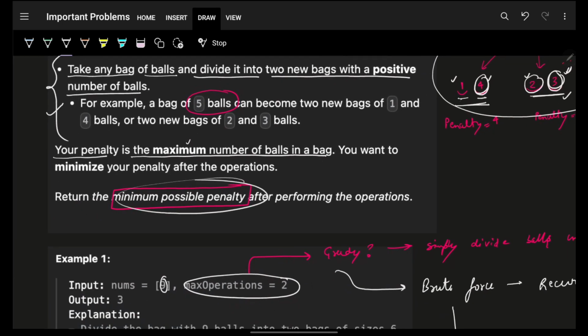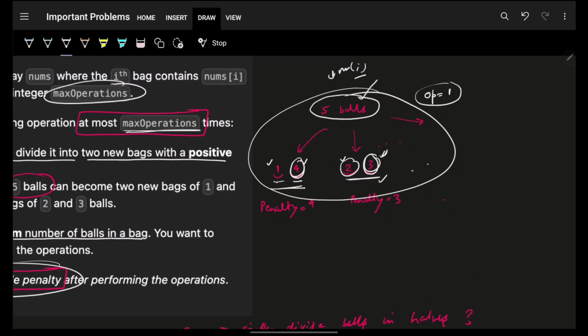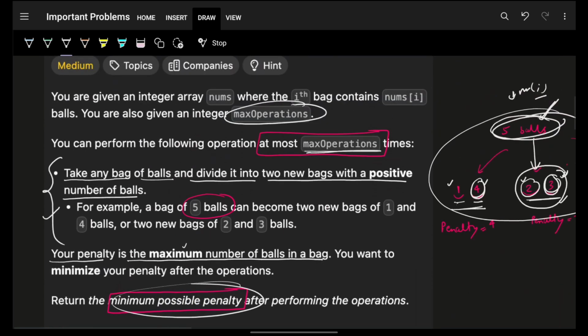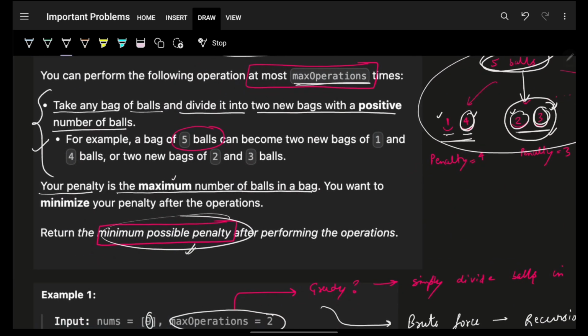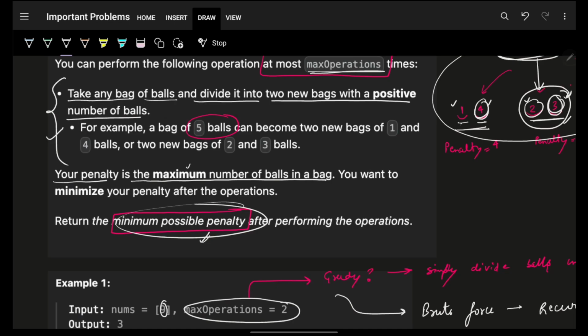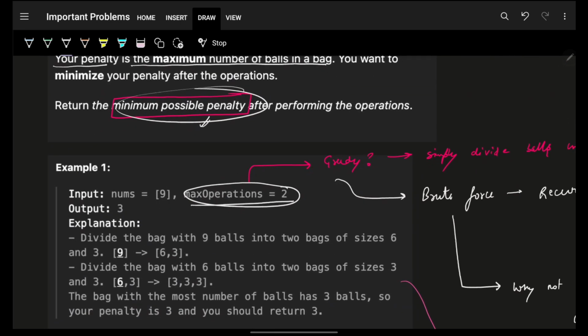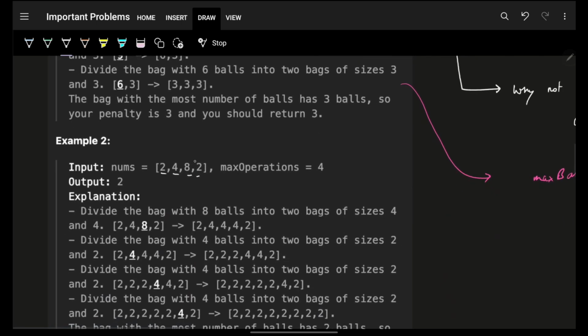You want to minimize your penalty, so technically in this example for 5 balls, if you had one operation, you would have divided it into these two bags with a configuration of 2 comma 3. Now your task is to ultimately give us the minimum penalty considering you divide the balls. Obviously in this case I have two operations and only one bag. If I don't touch this bag, my penalty by default is 9, which is the maximum possible penalty I could get. In this case, if I don't touch it, my maximum possible penalty is 8, which is the maximum number of balls in one of the bags.